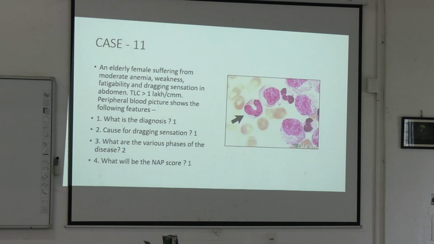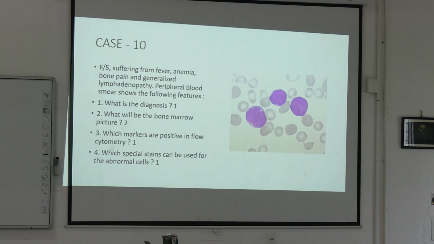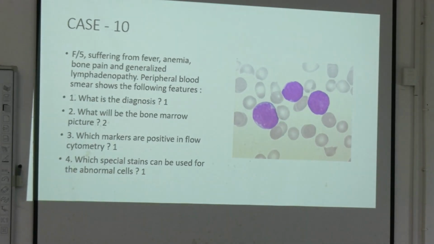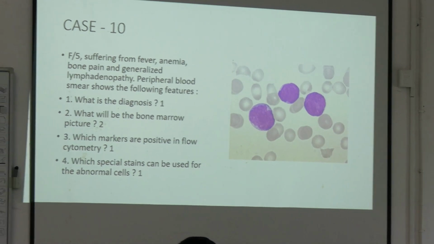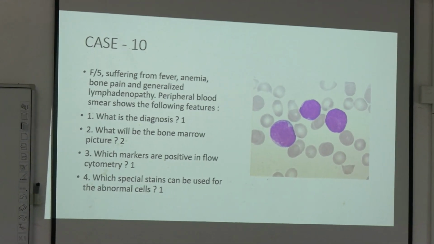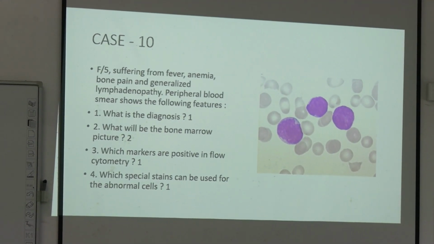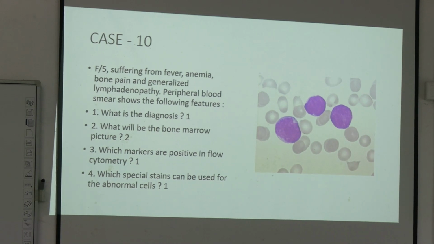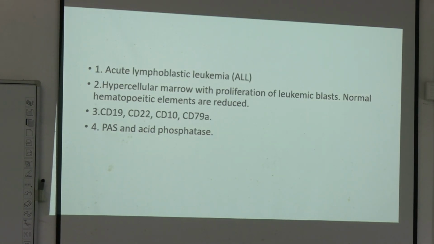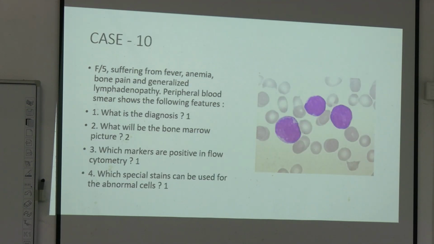Which markers are positive in flow cytometry? You have to know these, you have to know the names a little, because in the PG exam at least they will ask you. So please study a little about the markers. Just the names. CD19, CD20, CD22, CD10 and CD79A. Mind it, these are the markers.